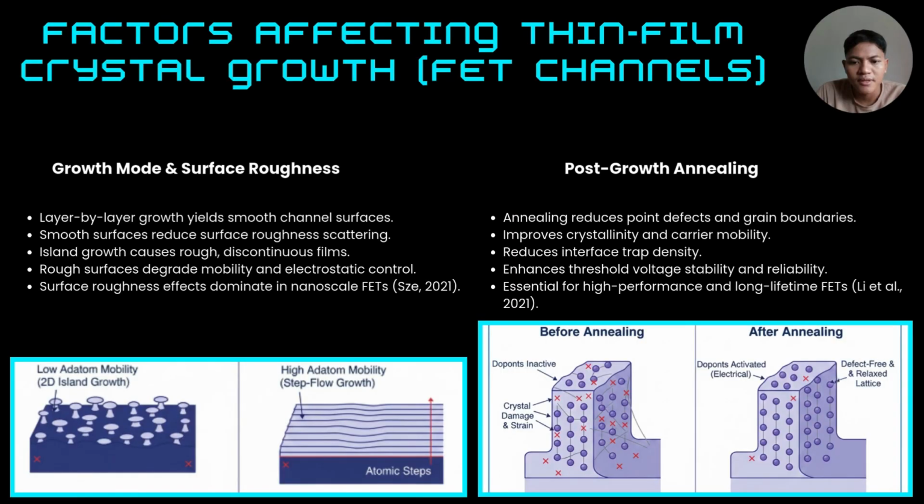Next, growth mode and surface roughness. Layer-by-layer growth yields a smooth channel surface. Smooth surfaces reduce surface roughness scattering. Island growth causes rough, discontinuous films, which degrade mobility and electrostatic control. Surface roughness effects dominate in nanoscale FETs, based on Sze 2021.